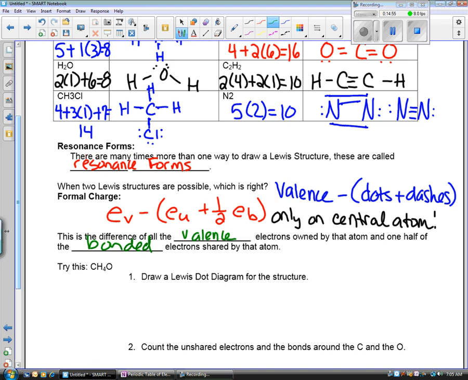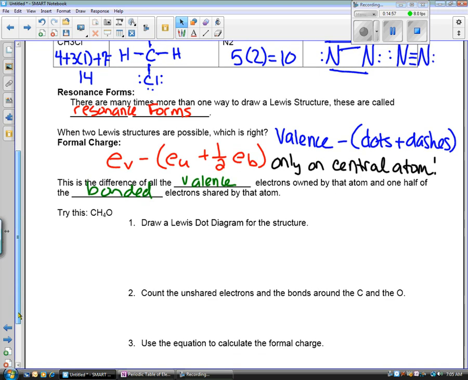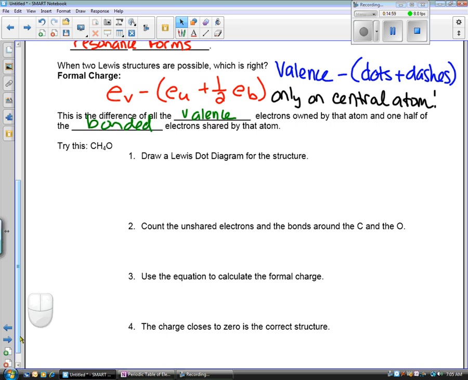Okay, so here's one, CH4O. There are two different ways to draw this. Pause it, and see if you can draw it two different ways. Here are the two ways.